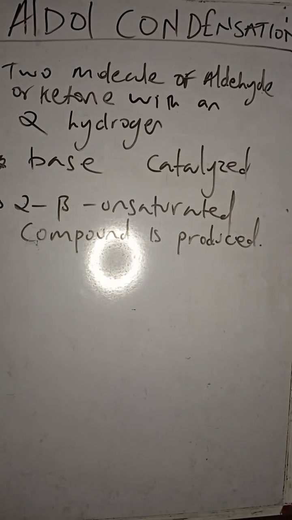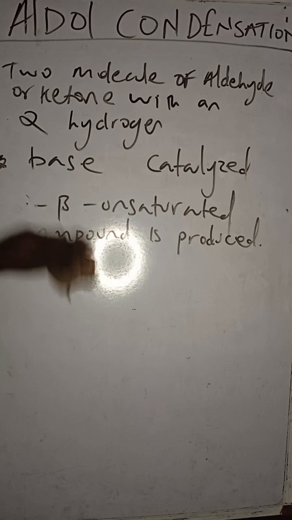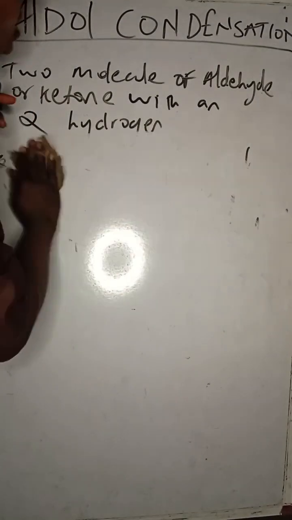All right. Aldol condensation is the reaction between two molecules of aldehydes or ketones with at least an alpha hydrogen. It is a base catalyzed reaction, and at the end of the day, an alpha beta unsaturated compound is produced. I'll quickly show you a simple trick on how to get the product from an Aldol between two molecules of aldehydes or ketones with an alpha hydrogen. So, quickly, let me show you what to do for Aldol condensation.